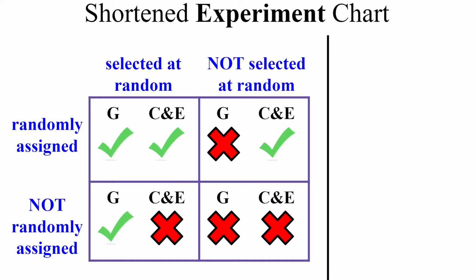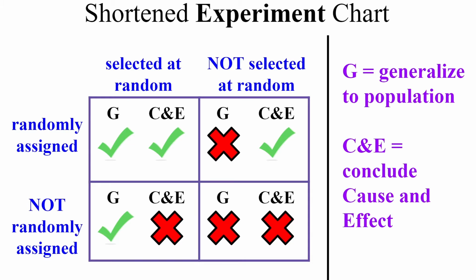And here's my shortened experiment chart. So same thing, G is generalize to the population. And CNE is conclude cause and effect. So is the relationship you're trying to prove caused by the treatment you gave?